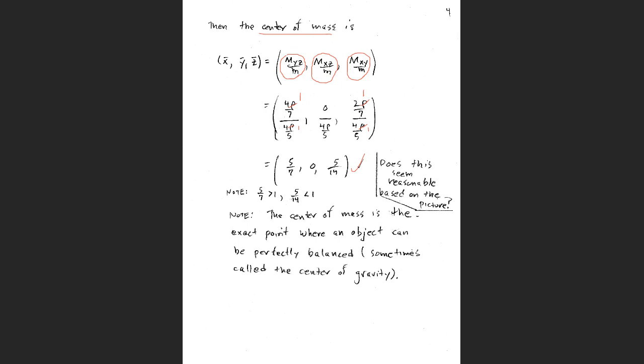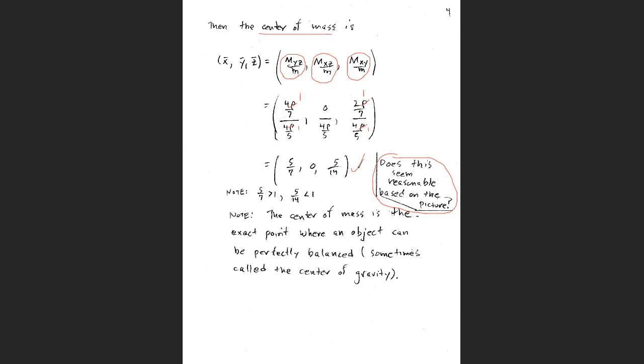Now, a question we can ask is, does this seem reasonable based on the picture? And this is one reason why it's kind of nice to do problems where you have constant density, because it allows you to more easily check for reasonableness. It doesn't mean you can't do it for a density that is variable, but if the density function is too complicated, it's kind of difficult to intuitively say, yeah, my centroid, my center of mass makes sense. It's kind of hard.